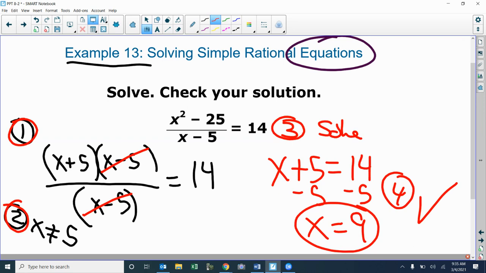Does 9 work? We're going right back up to the original problem now. If I put 9 here, what's 9 minus 5 give me? Gives me 4, so I'm set, right? I'm good. The only thing I'm checking for is to make sure it doesn't go to 0, okay? Good to go. You just solved what? A rational equation. Why is it a rational equation? Well, it's a rational expression that's set equal to a number. So that is a rational equation. That's some good stuff right here, isn't it?